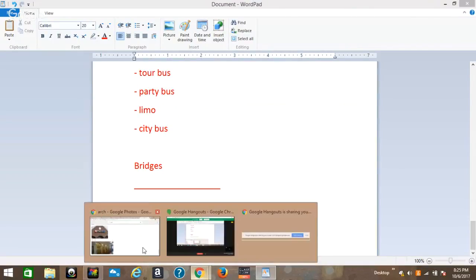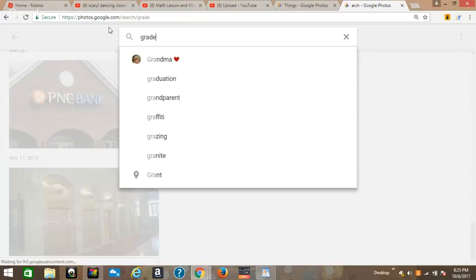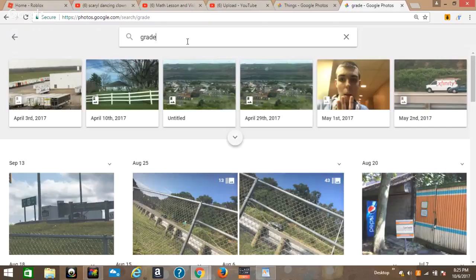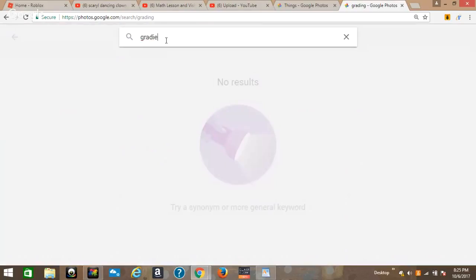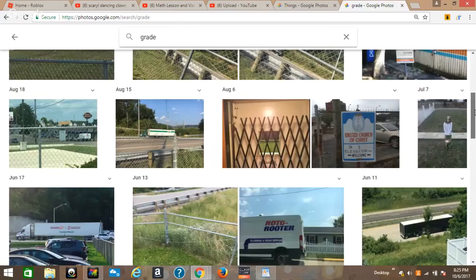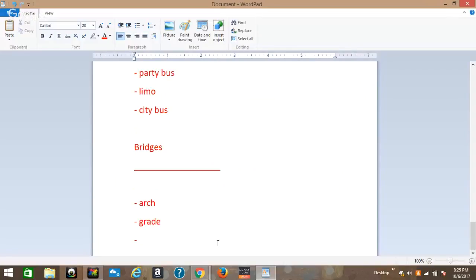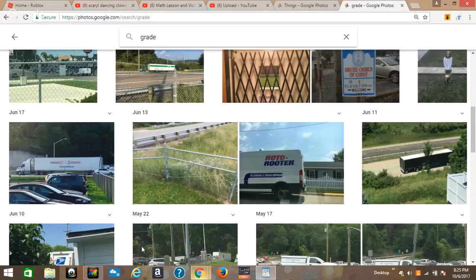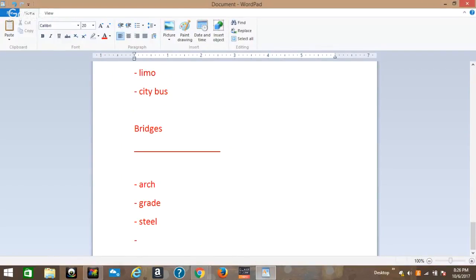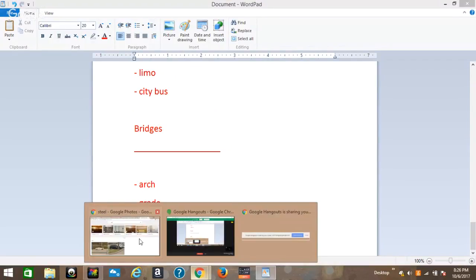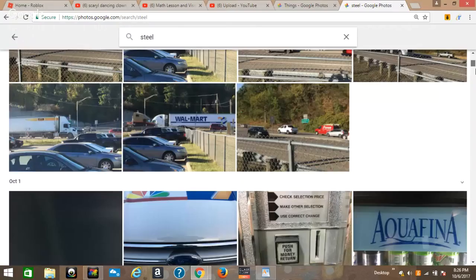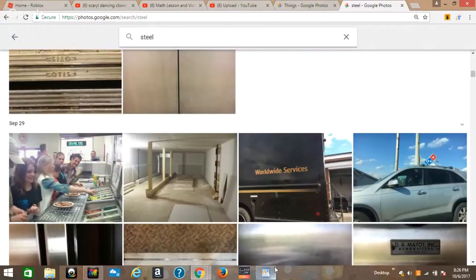A grade. Grade, not like the grade you get in school for doing good. All right, grade. Next thing. I like when you steal something, okay? All right, different type of steel. The type of element that there is. Steel. Okay, that's steel. Next.